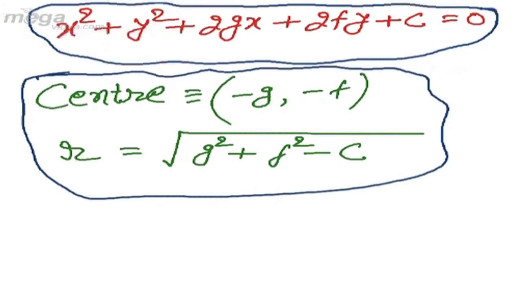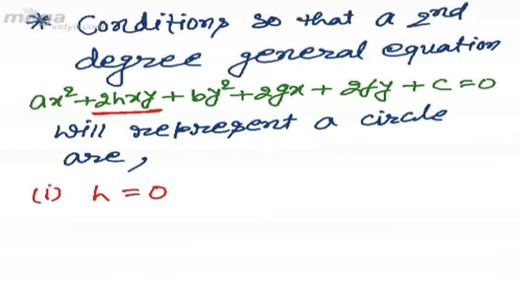Now again we'll see the coefficient of x square and coefficient of y square, both are 1, that is both are equal, and here the coefficients of x square and y square are a and b, that is different. So the second condition will be a equal to b, that is, coefficient of x square is equal to coefficient of y square. If these two conditions hold true, then this general equation will represent a circle.